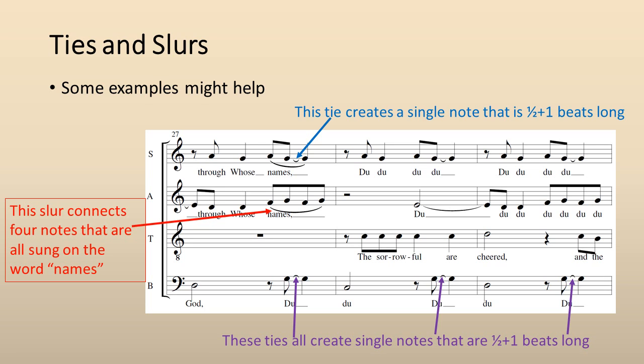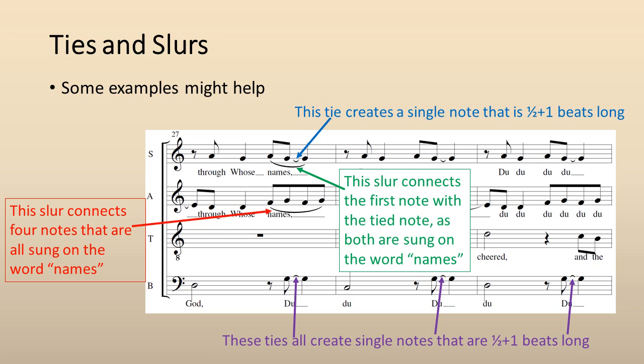In the soprano part, you see something very similar to what we saw in the bass part. A tie connects a quaver to a crotchet, making a single note that is 1.5 beats long. Note that the flag on this quaver is connected to the flag on the previous quaver, forming a beam, but they're both still quavers. In addition to the tie, there's also a slur, which connects that preceding quaver with the tied note. The word names that shows below the staff is sung on those 2 notes. So, like this. Through whose names.